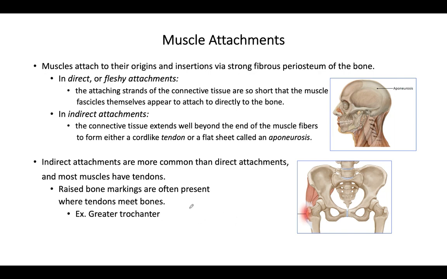Raised bone markings are often present where tendons meet bones. For example, the greater and lesser trochanter. Here's a femur bone, here's the head in the acetabulum, and here's the head of the femur, and here's the greater trochanter, and on the other side, a lesser trochanter of the femur, where muscle attaches to the bone.